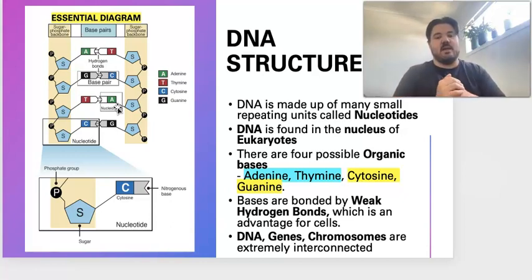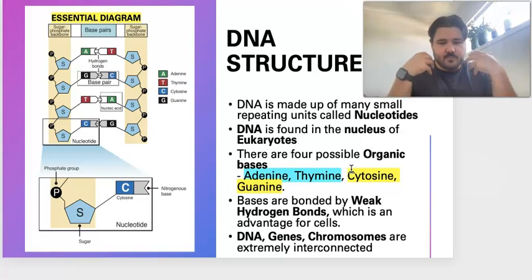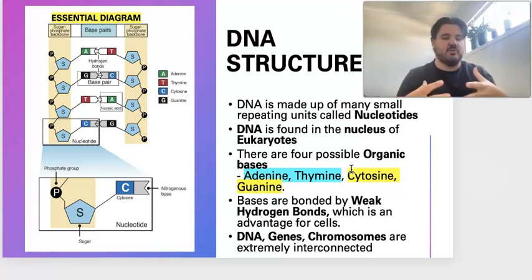And so when we're talking about DNA structure and design, the main things you need to take away are it consists of nucleotides, and there are four different types of nucleotides, and then they're defined by what sort of base is attached to it. So whether it's an adenine, thymine, guanine, or cytosine, okay? Now, the types of bonds are actually quite important in DNA structure. So bases are bonded by weak hydrogen bonds.